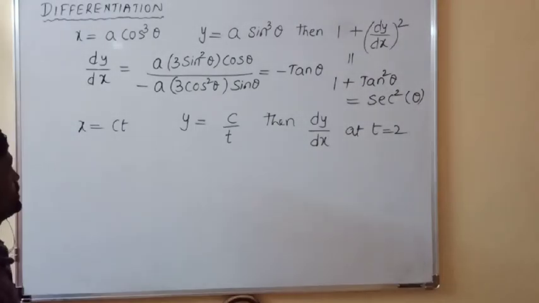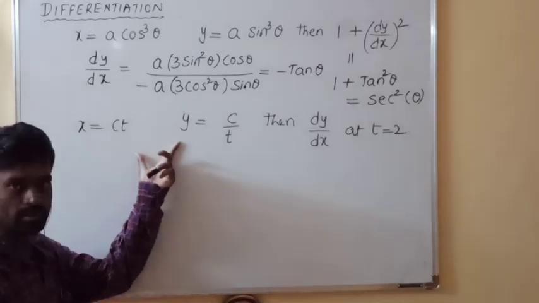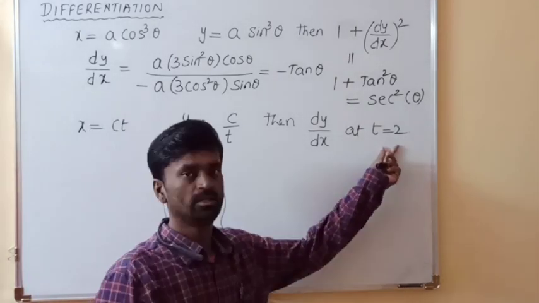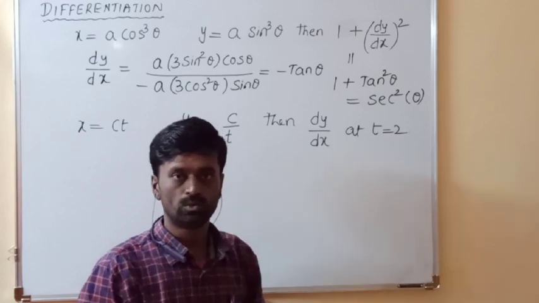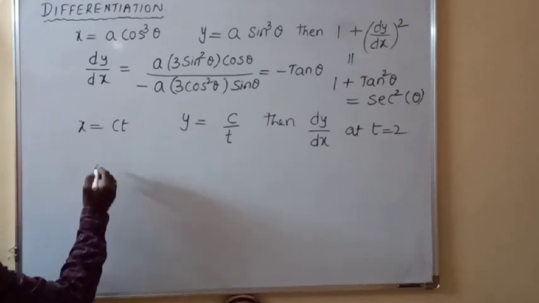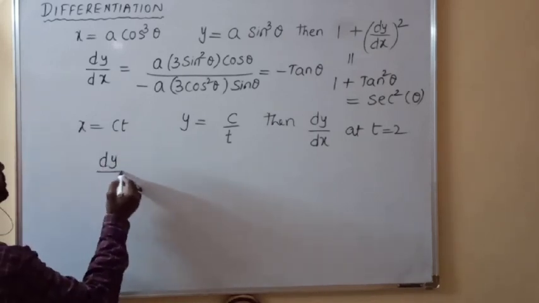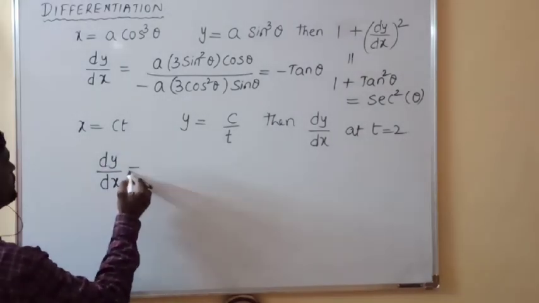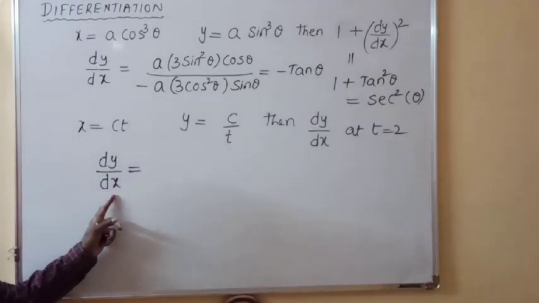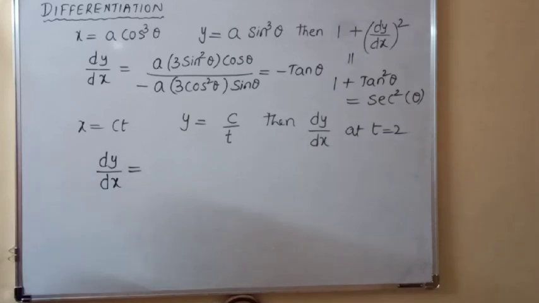Next one, also it is possible to eliminate t. But the question is asking, find dy by dx at t is equal to 2. So that's why don't eliminate t. Don't eliminate t. First you find dy by dx, that is derivative of y with respect to t divided by derivative of x with respect to t.